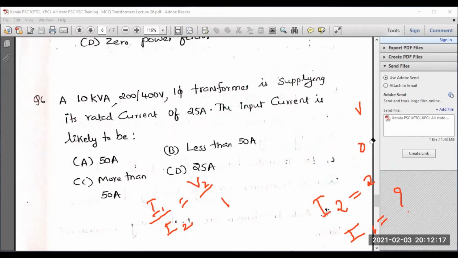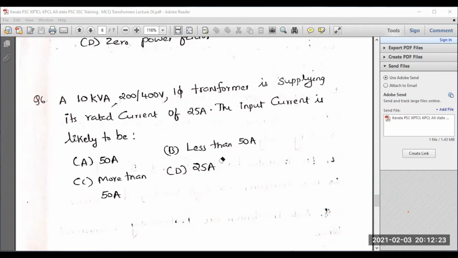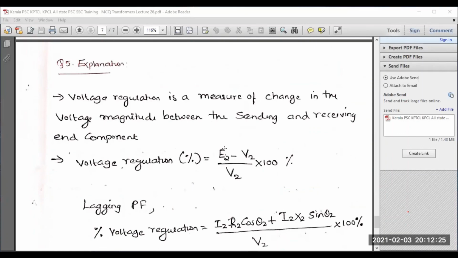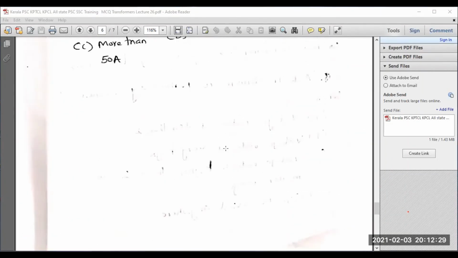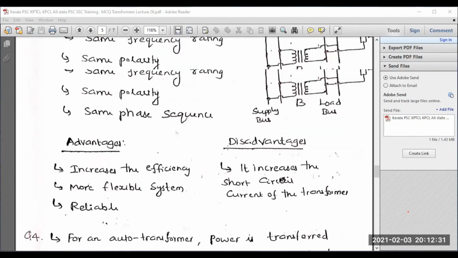So this you have to remember. These kinds of questions can be expected. So we can anticipate that those questions will be asked in the examination. So we found many more questions related to transformers. Let me come up with more questions in the upcoming session.